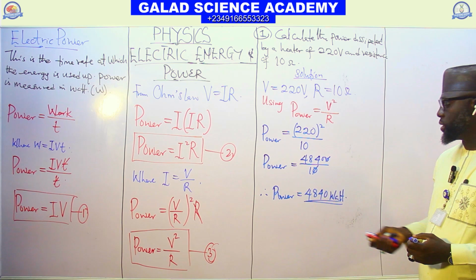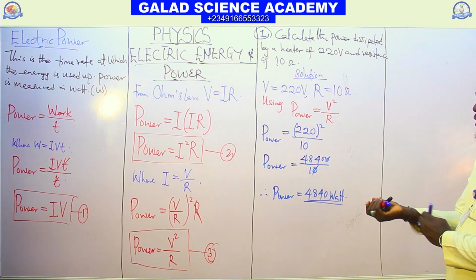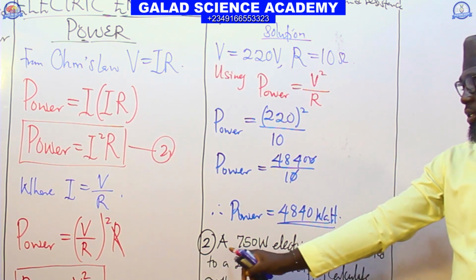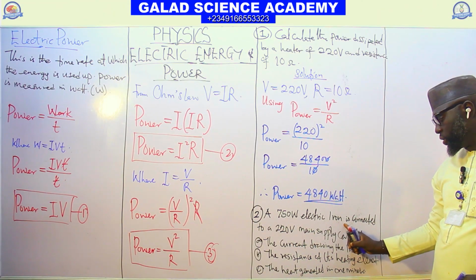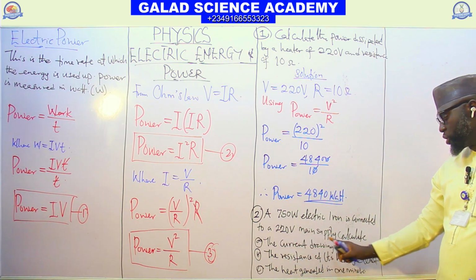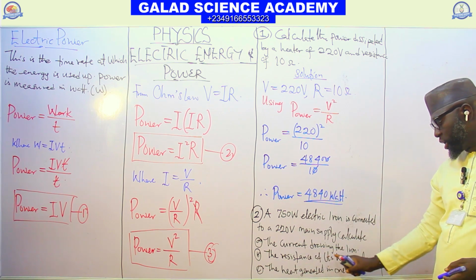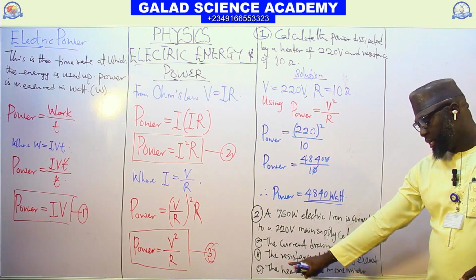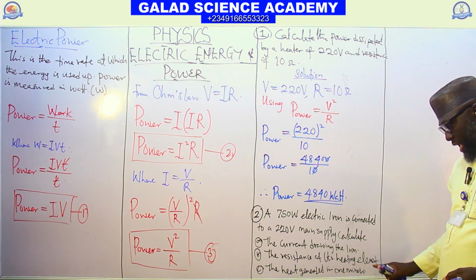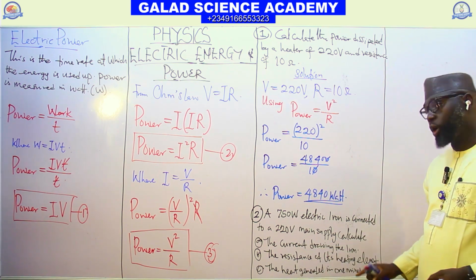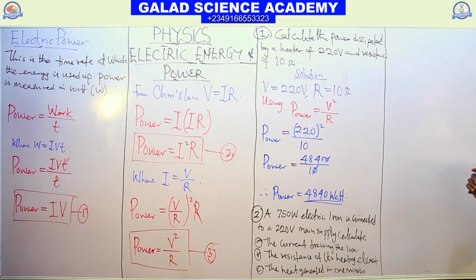So then example 2. Let's solve these two. This example 2: a 70 watt electric iron is connected to a 220 volts mains supply. Calculate A, the current drawn by the iron, B, the resistance of its heating element, and C, the heat generated in 1 minute. So, solution.